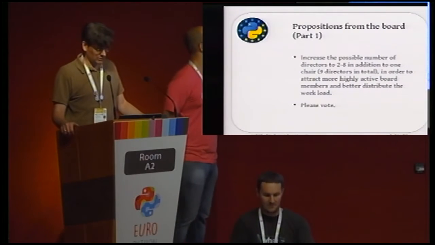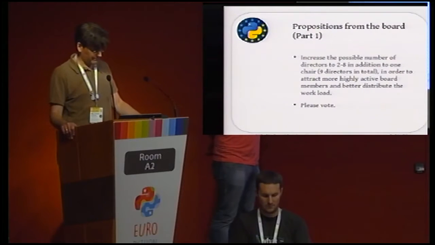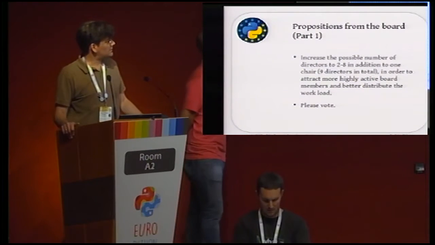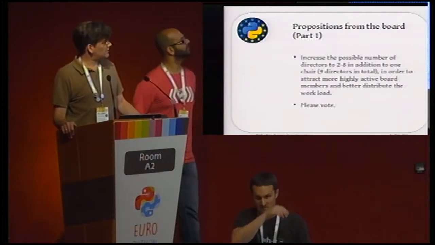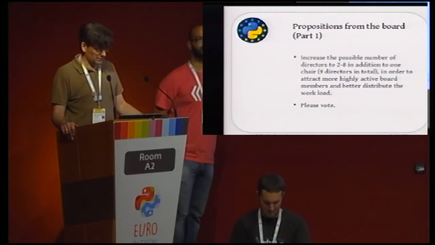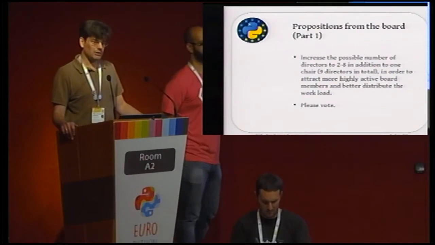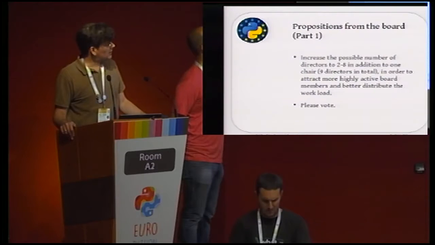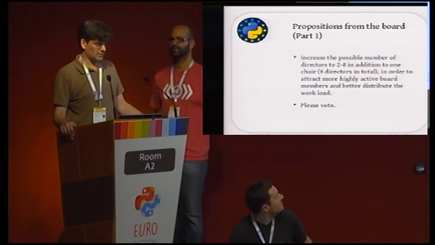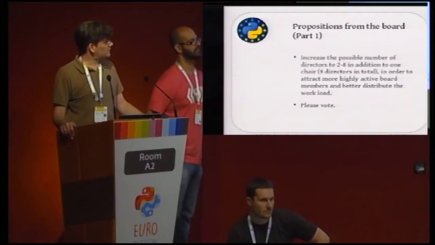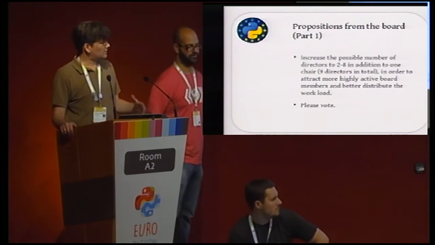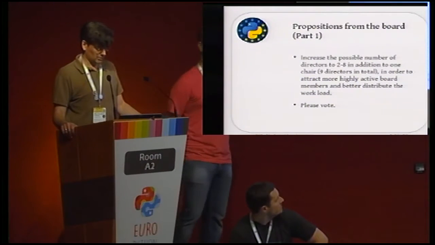So what we want to do before voting for the board is we would like to increase the number of board members that we can have in the EPS as maximum. Right now, the bylaws say that we can have 2 to 6 directors plus 1 chair. So currently, you get 7 directors in total. And we would like to increase that to 2 to 8 directors plus 1 chair, giving us 9 directors in total. And the reason why we want to do this is because the EPS board members are the most active ones running the EuroPython conference, and we simply need more people helping us with this. And so we'd like to extend the number of directors that we have in the EPS to a total of 9.